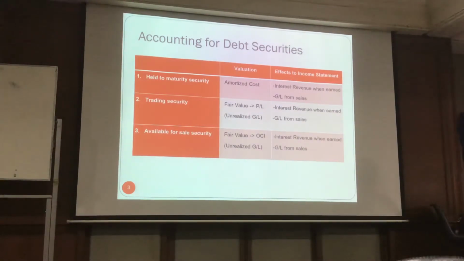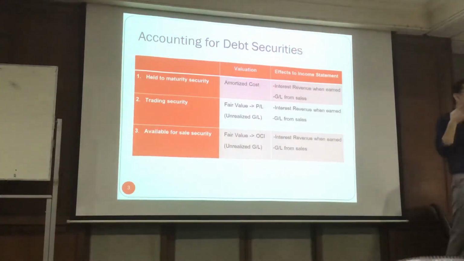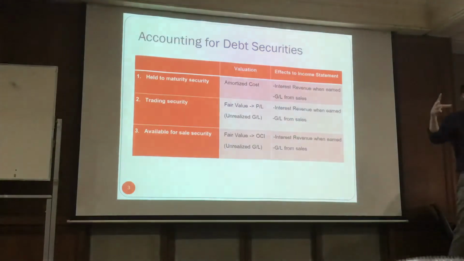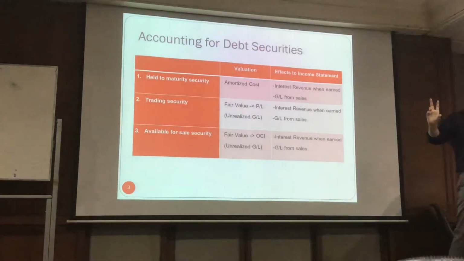So the bond value now is what? 90. You invest with 90, right? But once the bond matures, how much do you get? 100 at par. So your job is to adjust your investment from 90 to 100 across time until it matures. That's what we call amortized cost.